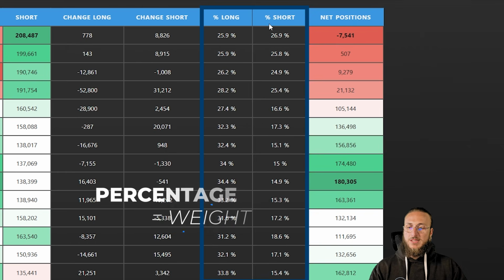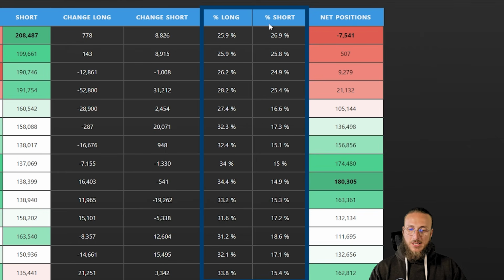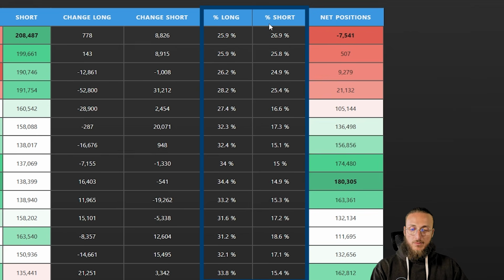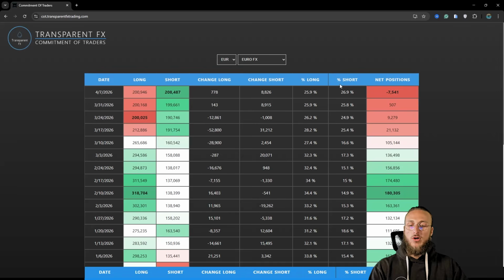And that matters because sometimes a position looks impressive in absolute terms, but relative to the overall market, it is not actually that dominant. And this is why I like having both. The raw number tells me the scale, and the percentage tells me how meaningful that scale is in context.